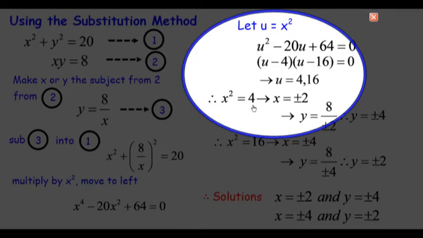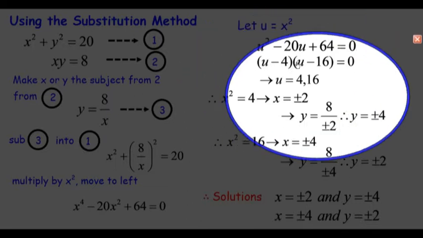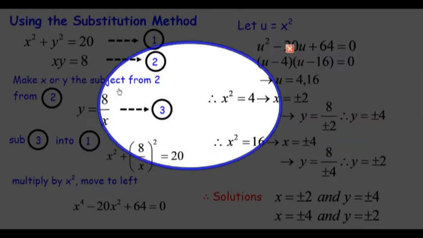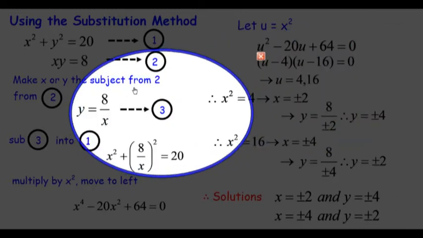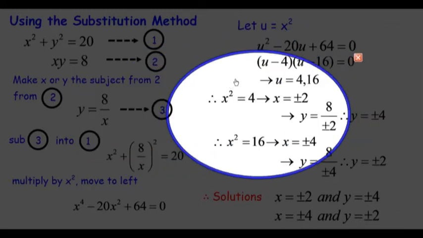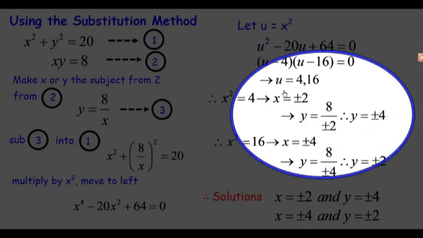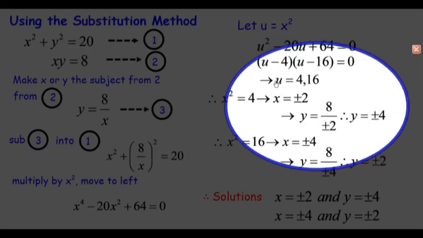So if x squared is 4, x is plus or minus 2. And while we're here, we may as well work out the y values, which I've done here, because y is equal to 8 over x, and x is plus or minus 2, and that will give us y is plus or minus 4. For x is plus 2, y is plus 4, and x is minus 2, y is minus 4, basically because x and y have to be multiplied together to give you 8.